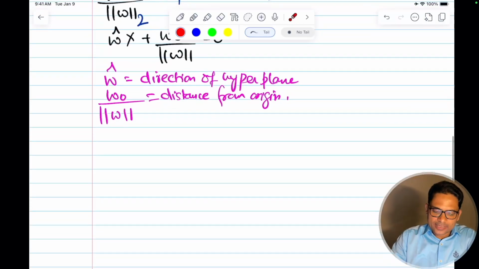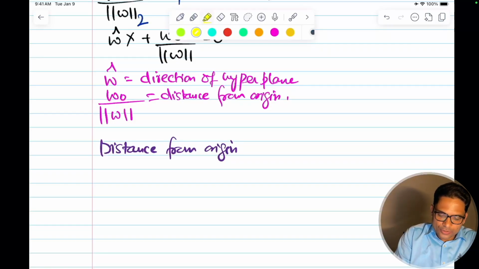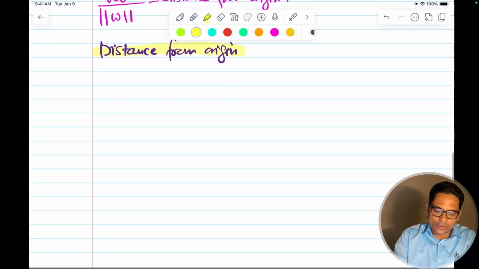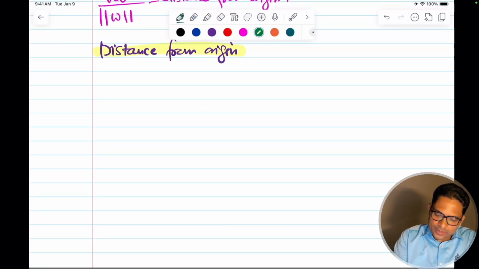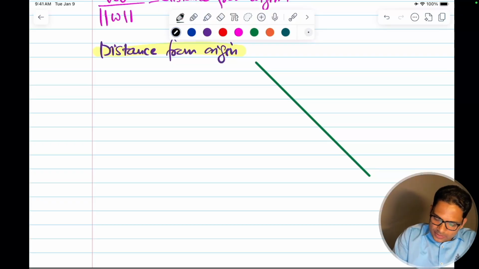Let's see what will be the distance from the origin. What will be the distance from origin? So let's draw it now. Whatever we have done, let's draw the hyperplane. Say for example, this is my hyperplane, and let's say this is my origin. This is the origin O.